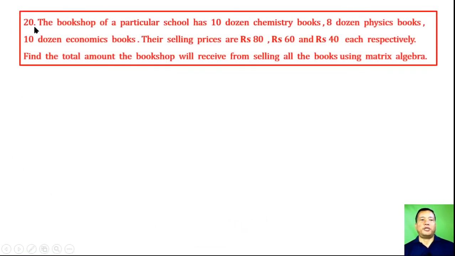Question number 20. The bookshop of a particular school has 10 dozen chemistry books, 8 dozen physics books, 10 dozen economics books. Their selling prices are rupees 80, rupees 60 and rupees 40 each respectively. Find the total amount the bookshop will receive from selling all the books using matrix algebra.